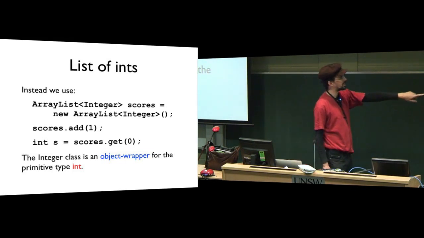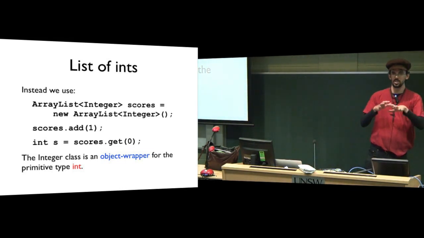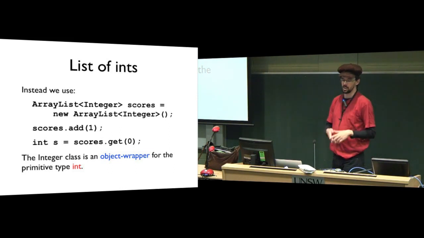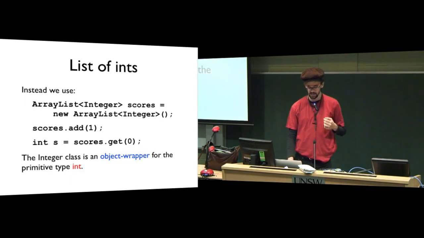It's basically what we call an object wrapper. It's an object, but all that object is just a single int inside. So it's a way of treating an int as an object if we wanted to.